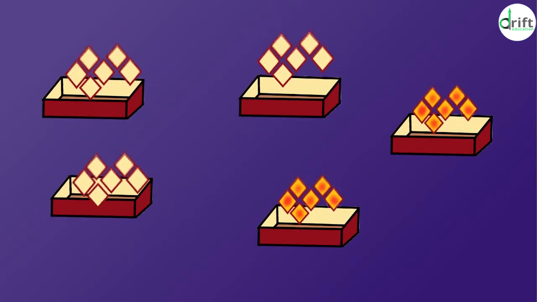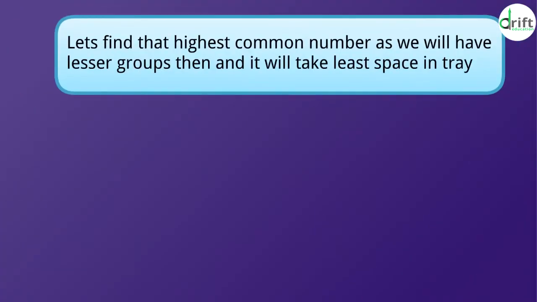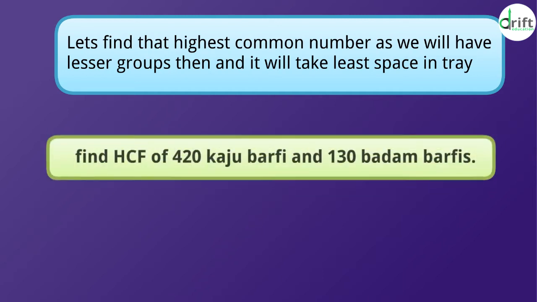Because what we need is an equal number of burfis, meaning the number of burfis of each kind should be common. Let's find the highest common number, as we will have fewer groups and then it will take the least space in the tray. In short, we have to find the HCF of 420 Kaju burfi and 130 Badam burfi.